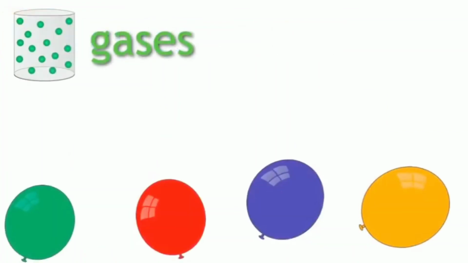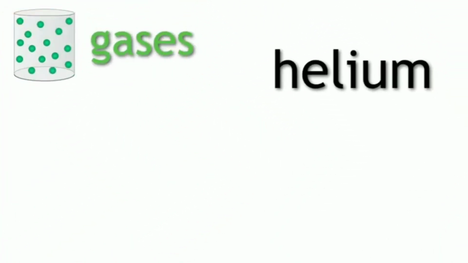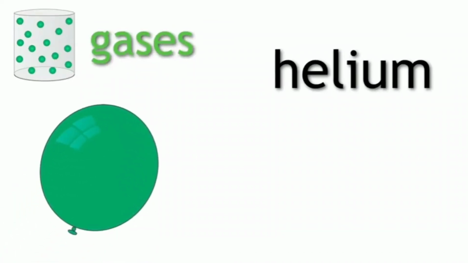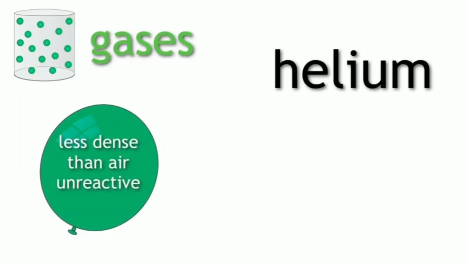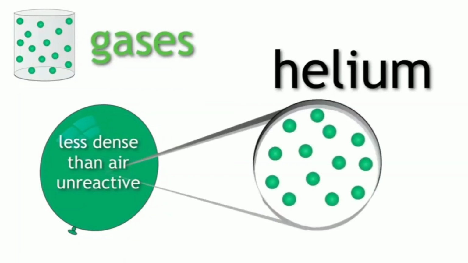Finally, let us look at gases. An example of a gas is helium. This is the gas in party balloons because it is less dense than air and unreactive. Again, as with solids and liquids, the properties of gases depend on how the particles in gases are packed.